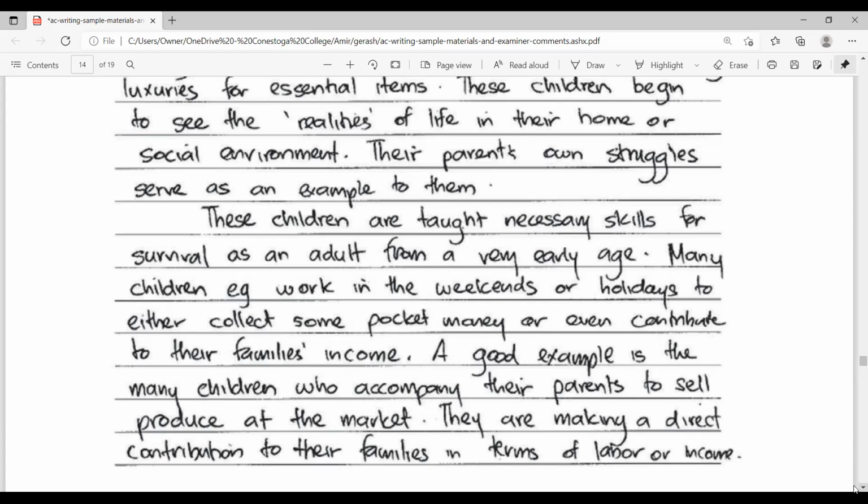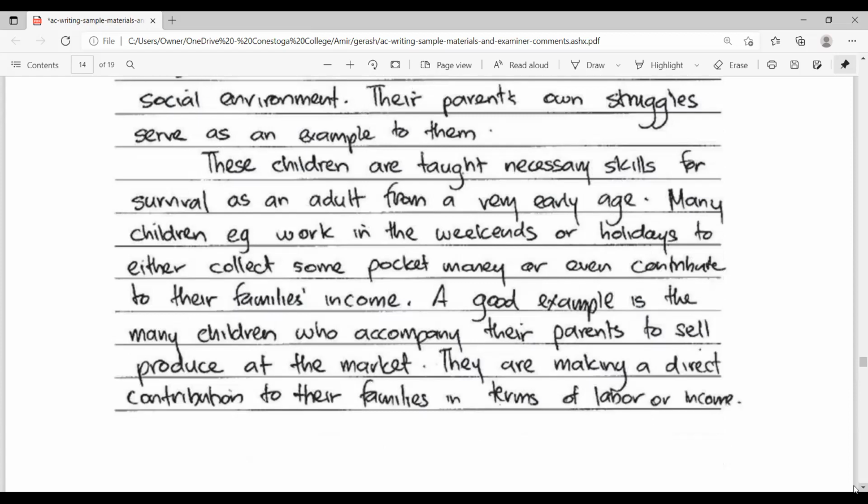Now, how does it help the previous sentence? Because you can see the ease of ideas, how they are easily supported. They are making a direct contribution to their families in terms of labor or income. So you can see, in terms of labor or income, it means that they maybe help for some work to be done, or even for the money which can be part of the earning of the family.